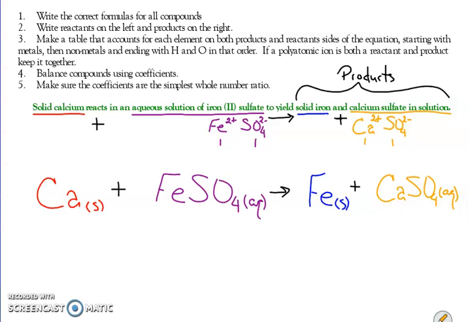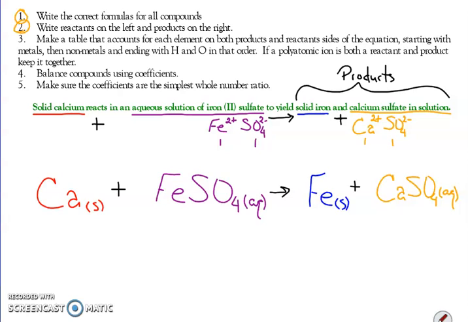We have written the correct formulas for all the compounds. Step number 1. We have written the reactants on the left, products on the right. We now need to make a table to account for the different parts. The table I suggest you make is just a simple tabulation underneath the arrow that's going to help you understand what is on each side of the reaction.